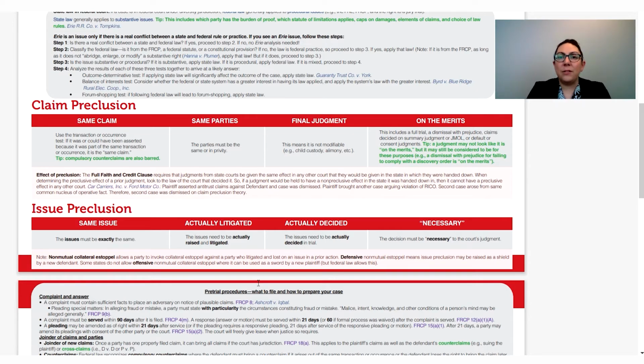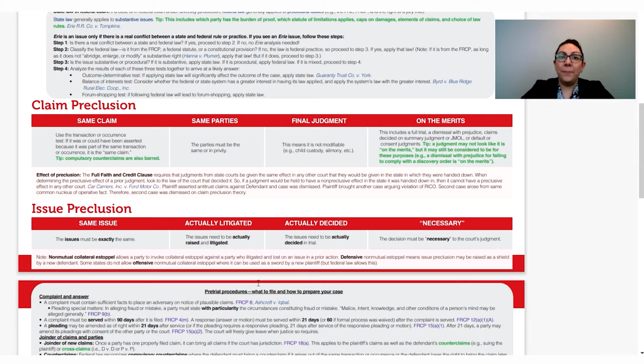Claim preclusion has 4 elements. We're talking about when we have the same claim, the same parties that reached a final judgment on the merits. So for instance, you sue that other driver for negligence arising out of a car accident. You get a final judgment where you're awarded $100,000 and it was decided on the merits. Let's say this was decided via a jury trial.